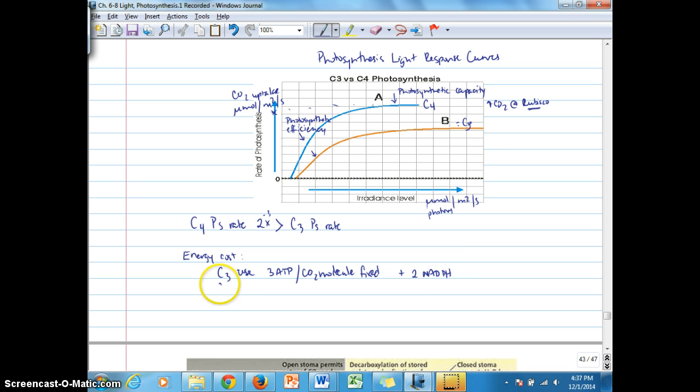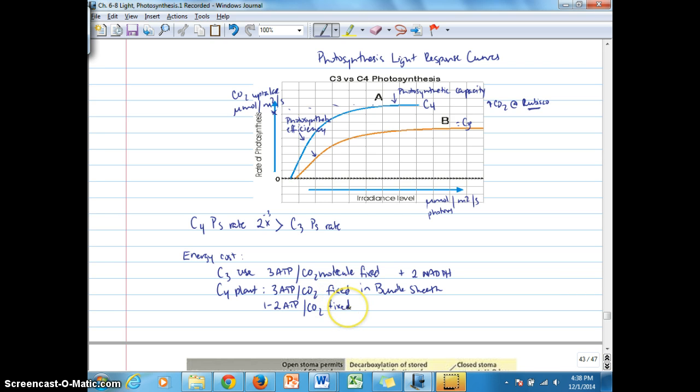And then plus 2 NADPHs. A C4 plant uses the same amount, 3 ATPs per CO2 fixed, in the bundle sheath cells. But remember, that's the second step. The first step is when CO2 is carboxylated by phosphoenolpyruvate. That part of the process requires anywhere from 1 to 2 ATPs per CO2 fixed.